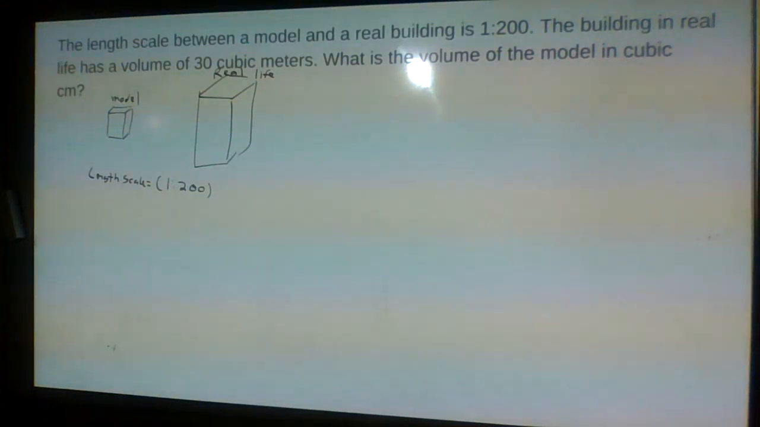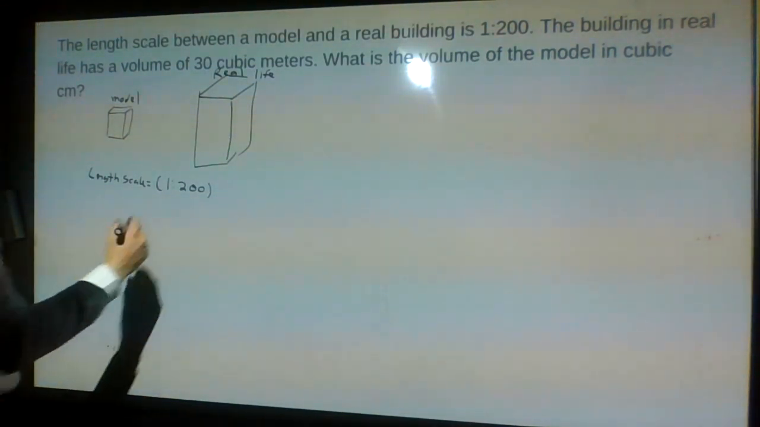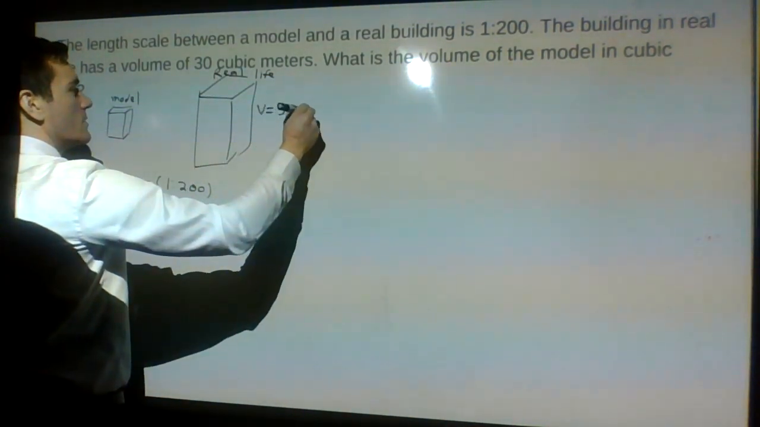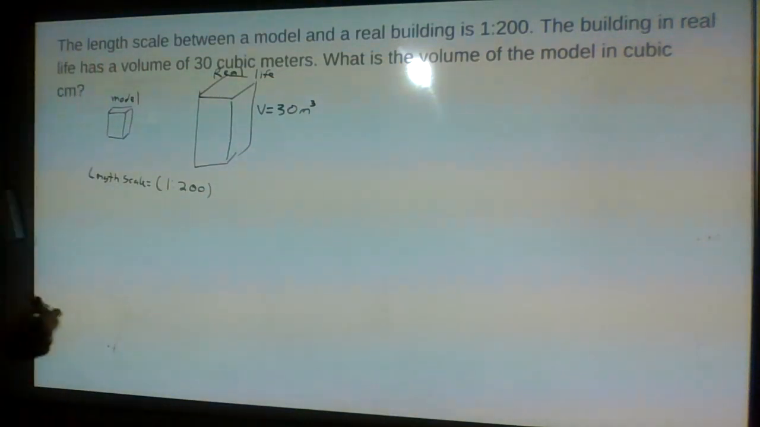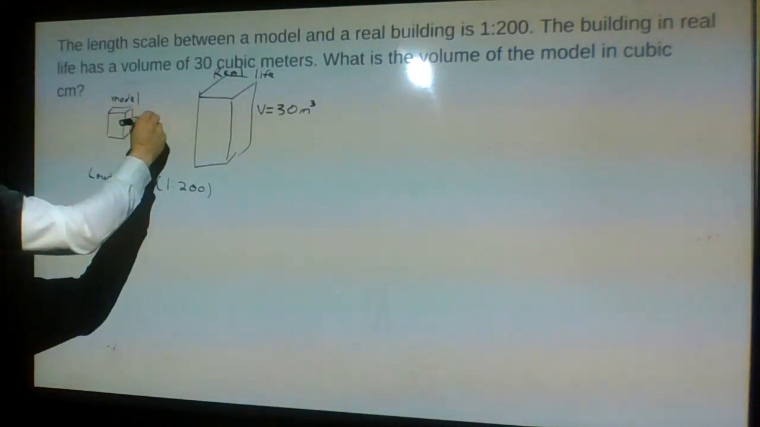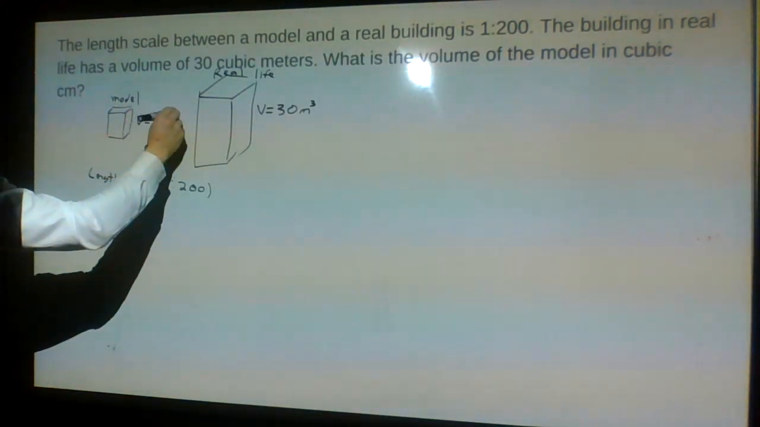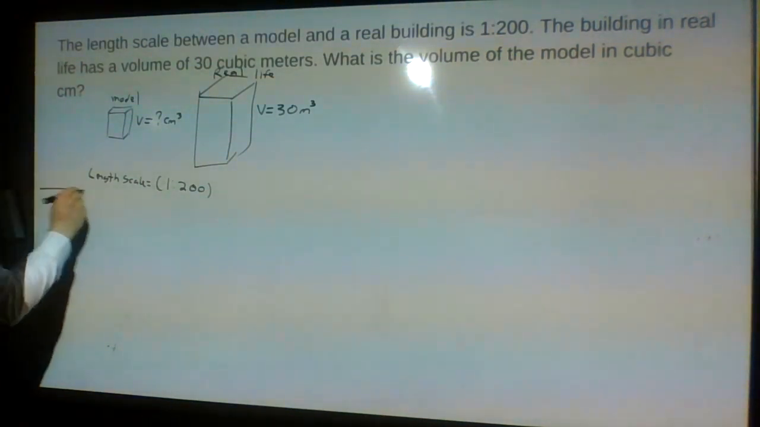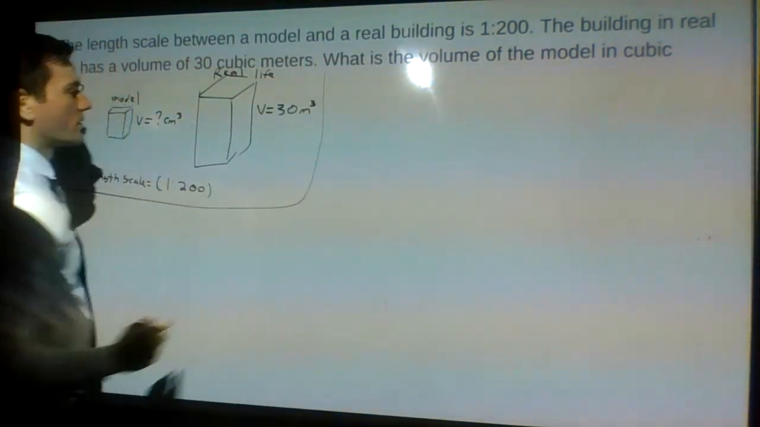The other thing we're told, so we know the length scale, model and real life, is that the building in real life has a volume of 30 cubic meters. So volume equals 30 meters cubed. And we're asked for the volume of the model in centimeters cubed. So over here I have the volume is how many centimeters cubed. This is just a summary of what we need to figure out.